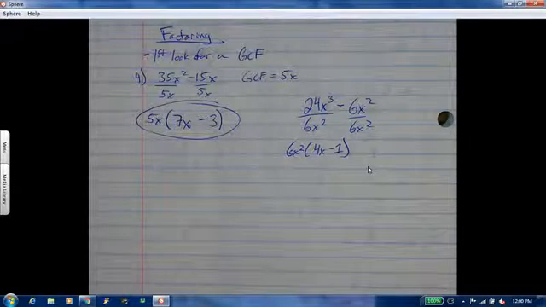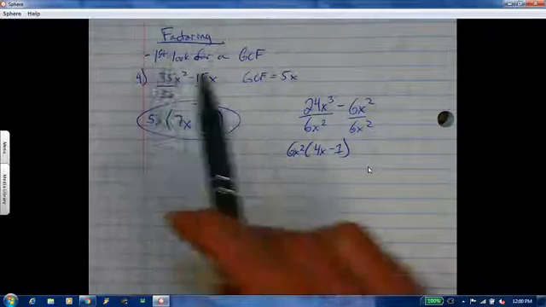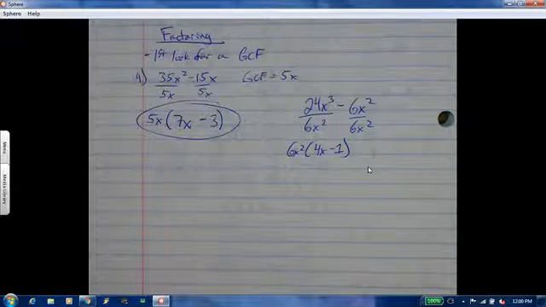Well, what explains this then? What's the 35x squared minus 15x? Well, that's not implication.